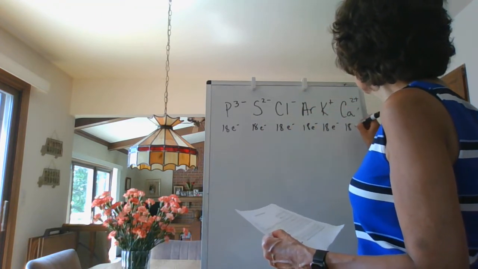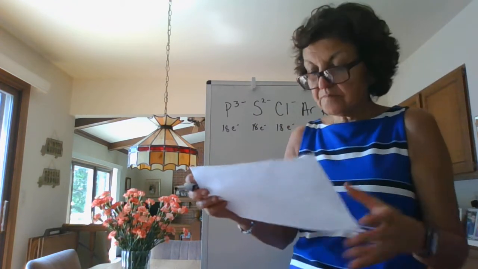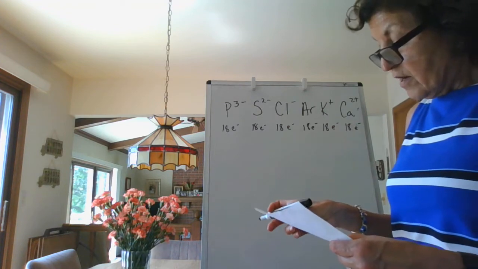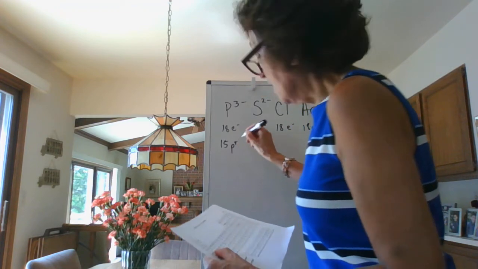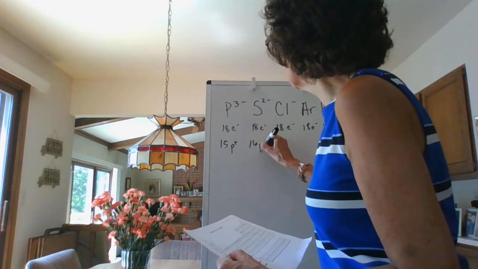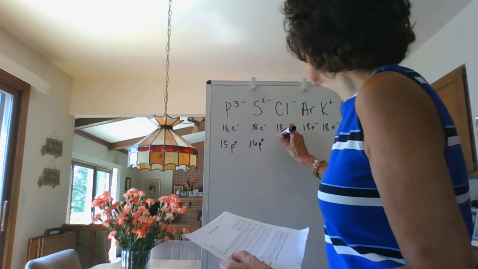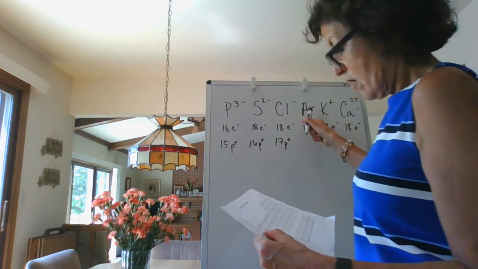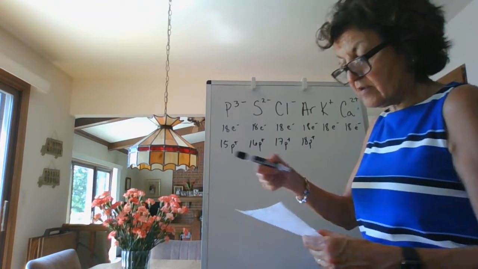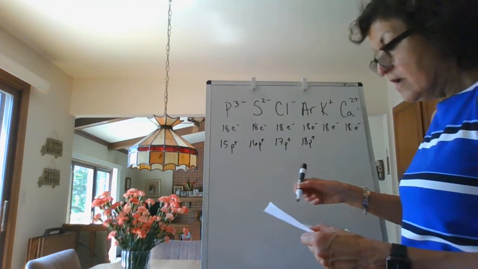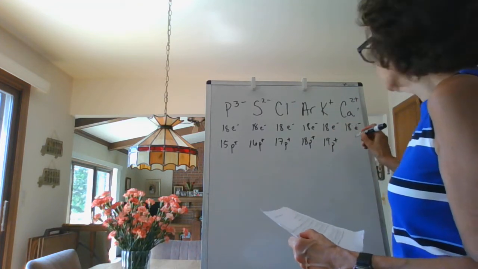Now, let's take a look at their protons, okay, because that will help us explain the trend in the series. Phosphorus has 15 protons. Sulfur's got 16 protons. Chlorine has 17 protons. Argon's got 18 protons. Potassium, it's not in the same period, but they are isoelectronic. Potassium's got 19 protons. And calcium's got 20 protons.